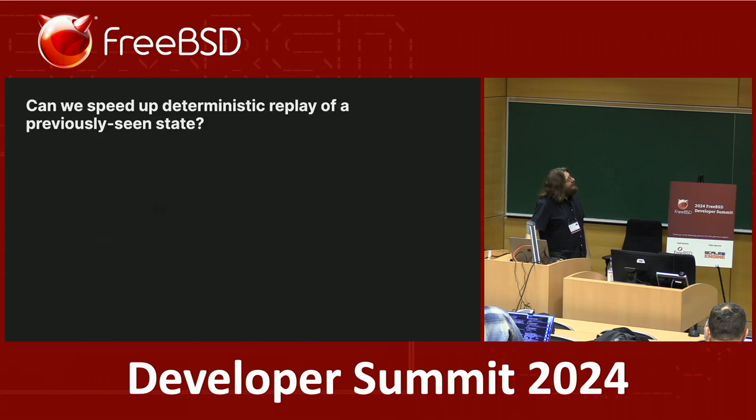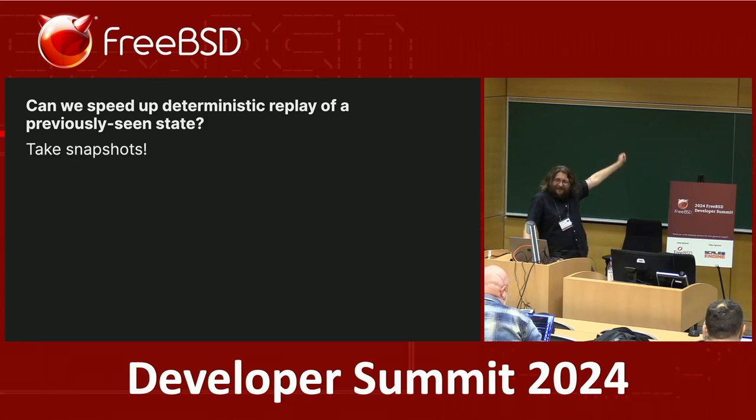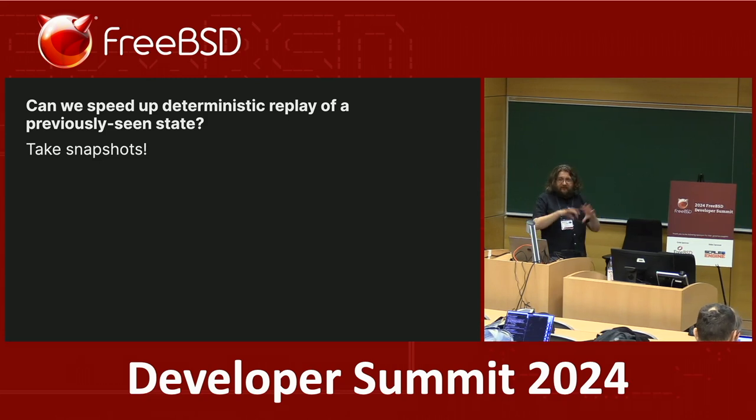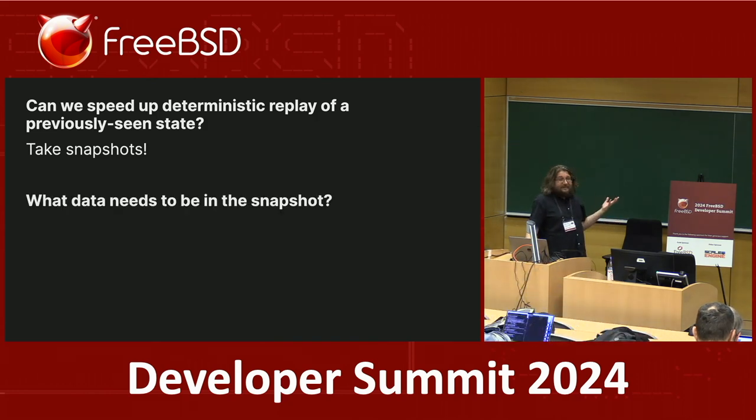Well, we've got deterministic replay. Yay, hooray. But deterministic replay takes a while. It's replay. Ugh, I don't want to replay states. How do I speed up replay? Snapshots, yes, bold snapshots, correct. Take some snapshots. And in our case, we want really efficient, fast snapshots of this very limited system that we've built. So what data needs to be in the snapshot?